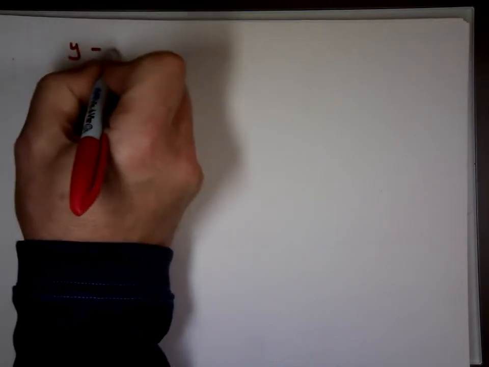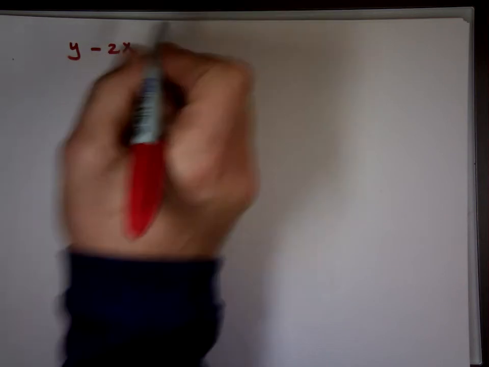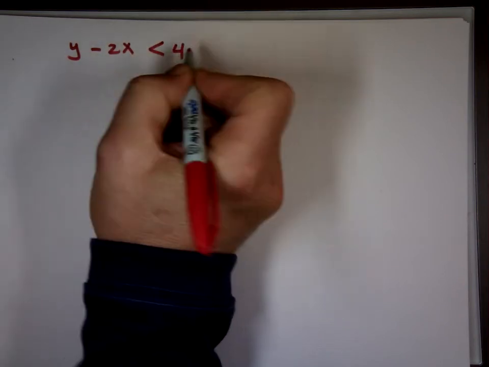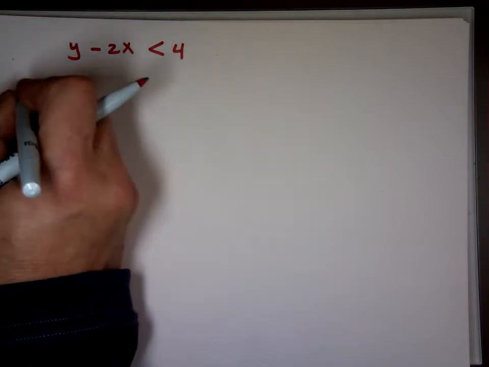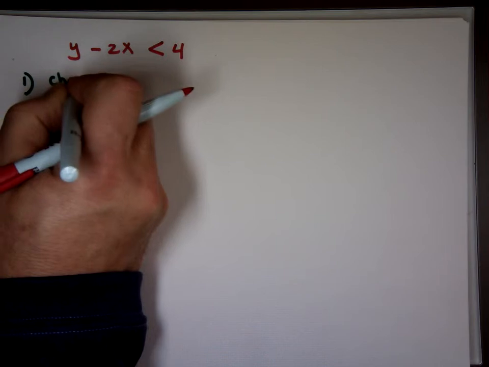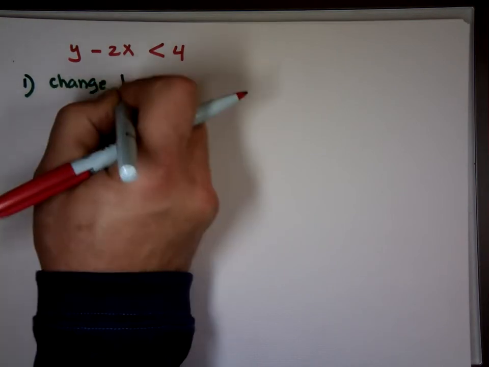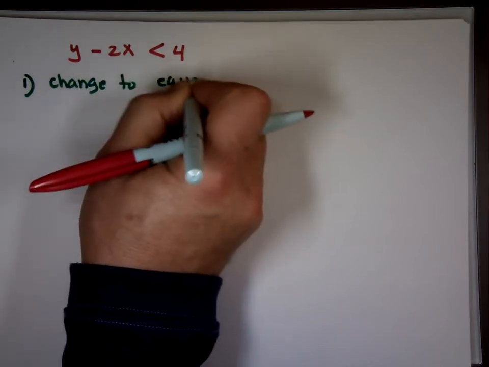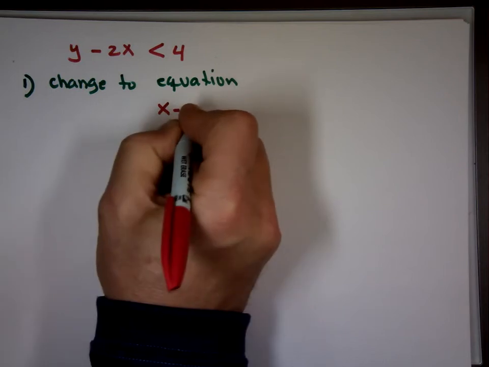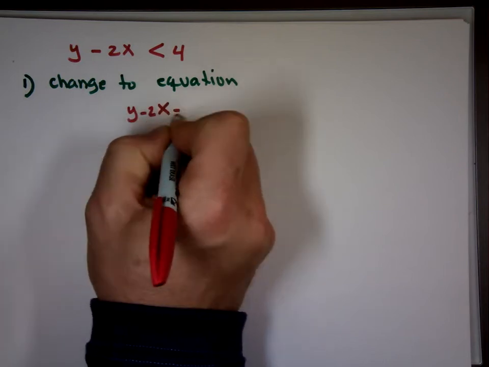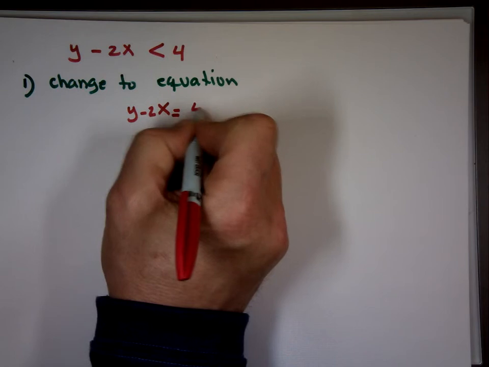Let me try another one. This time I'll make it y minus 2x is less than 4. I didn't put equal, just less than. So change to an equation. Y minus 2x equals to what? 4.